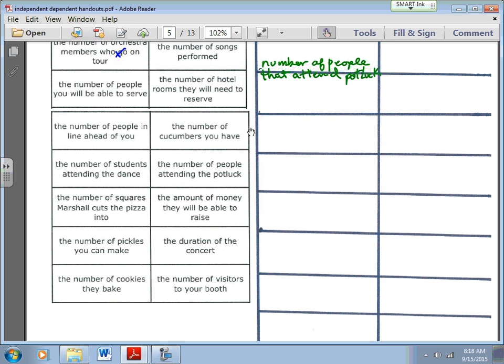And the independent part was the number of people in line ahead of you. So those two should have already been matched. We did those, I believe, in class. Now, I made a mistake on the one after that, where it was the amount of people you would feed. So let's make sure we get that one correct.